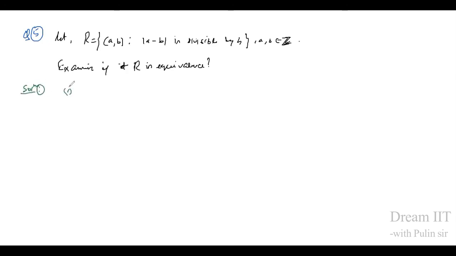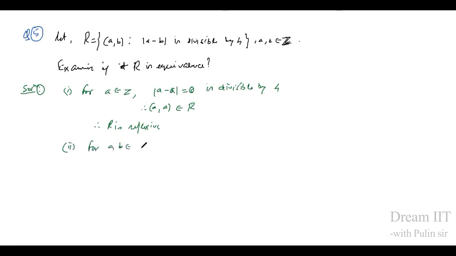Number 1, you write for any a belongs to Z, what is mod of a minus a? Obviously 0, which is divisible by 4. Therefore, I can say that any (a, a) will belong to R. Therefore, R is reflexive. It's done.